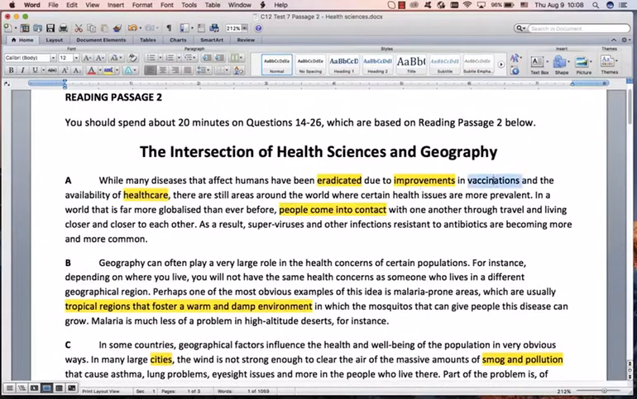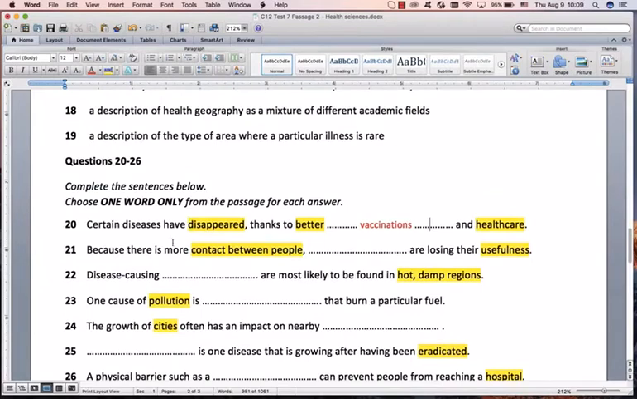Improvements in vaccination. So there's our plural, and availability of healthcare. So we were looking for a plural noun or an uncountable noun. Improvements in better something. Quite straightforward. Right, next, because there is more contact between people, something are losing their effectiveness.